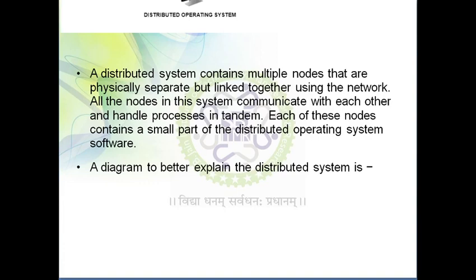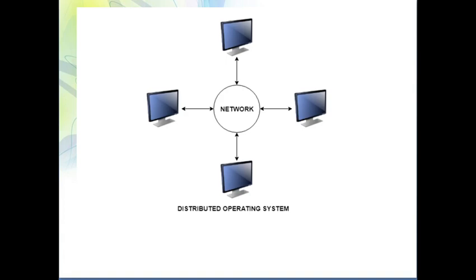A distributed system contains multiple nodes that are physically separate but linked together using the network. All the nodes in this system communicate with each other and handle processes in tandem. Each of these nodes contains a small part of the distributed operating system software. See, there is a network and there are different distributed operating systems performing under this.